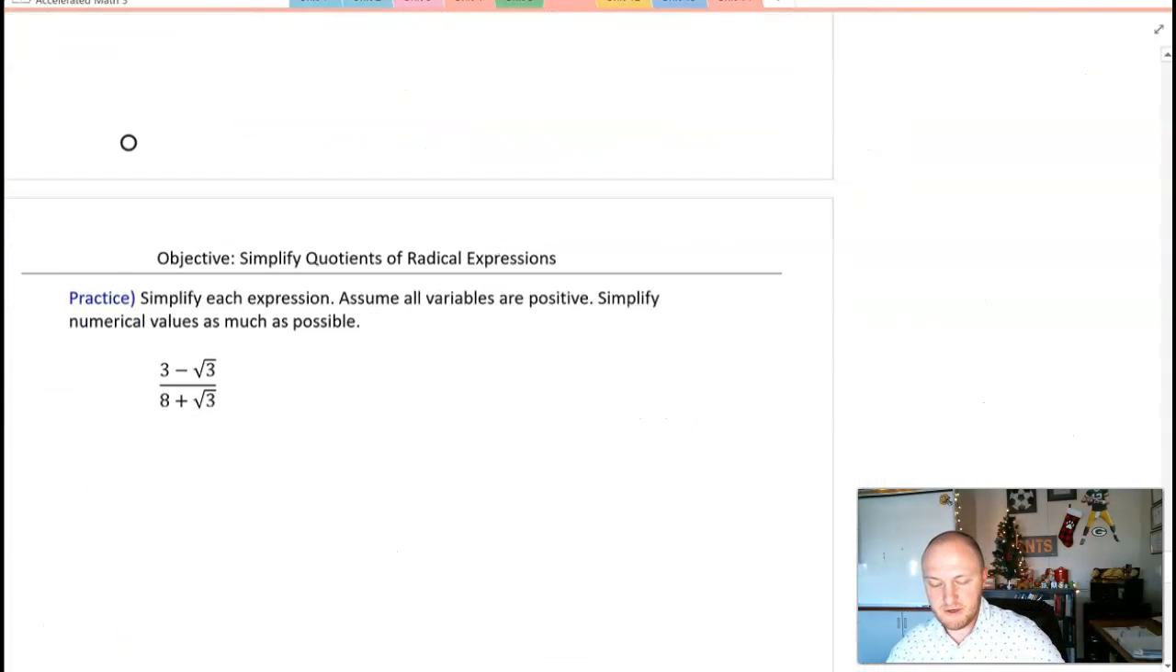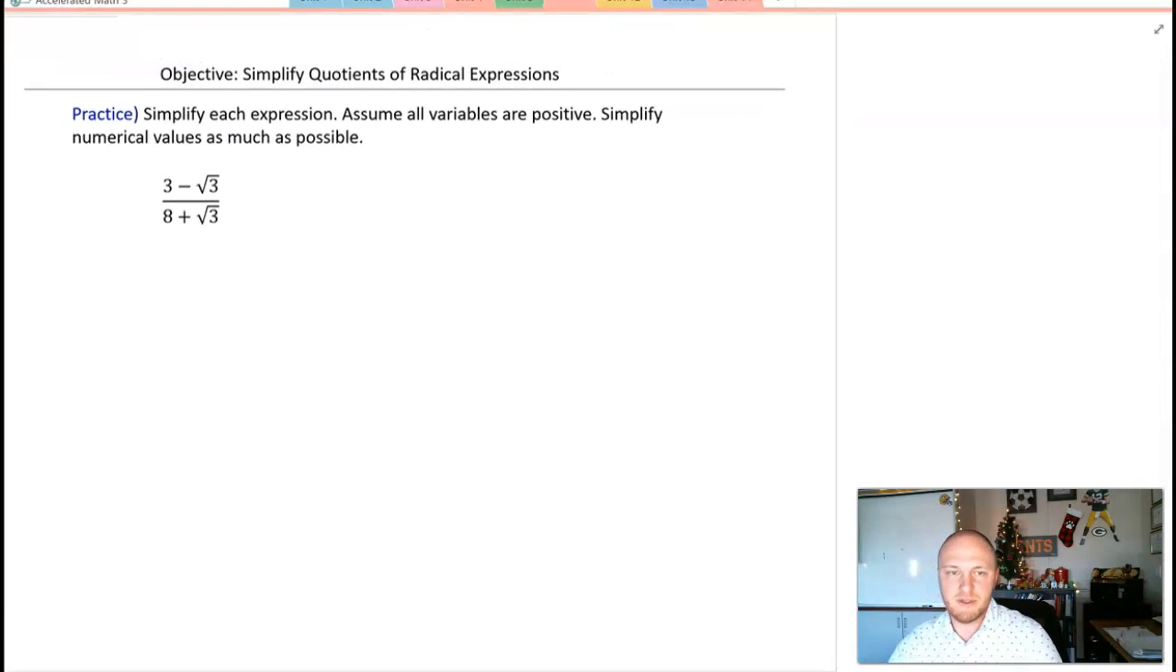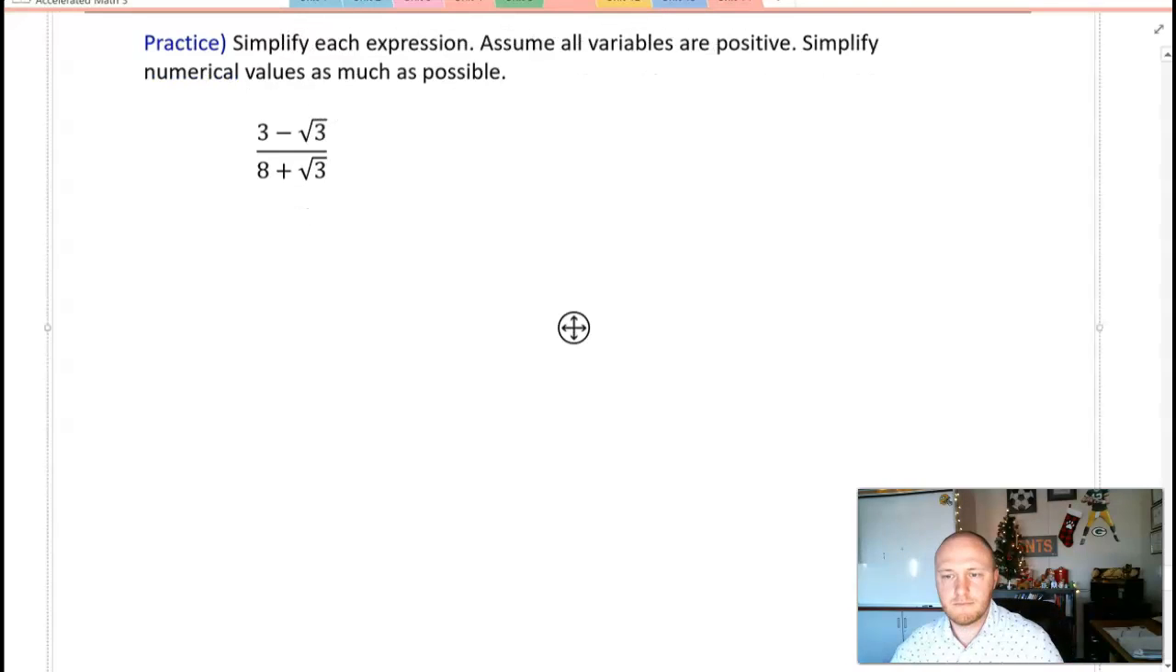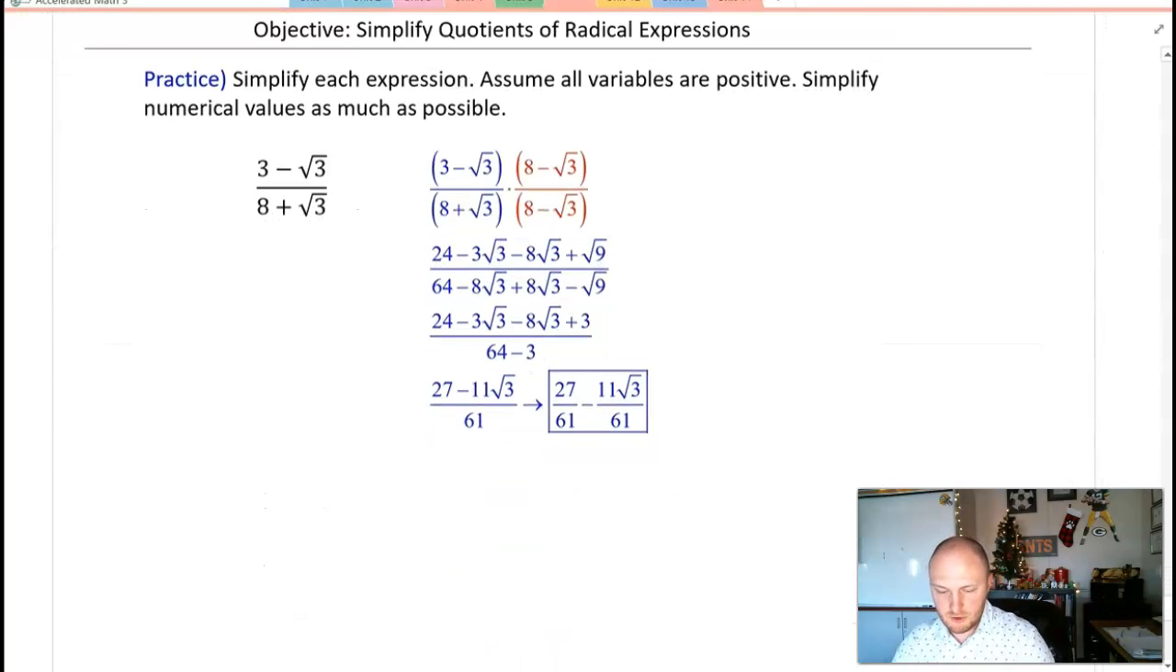Okay. Here is a practice problem. Please go ahead, pause the video, and give this one a go. All right, hopefully you paused the video. Here is the solution. So the conjugate of one that you're multiplying by is the denominator. The conjugate of the denominator, I should say. So we will multiply by 8 minus root 3. Multiply everything out. Go ahead, combine like terms, and simplify. And you get 27 over 61 minus 11 root 3 over 61.